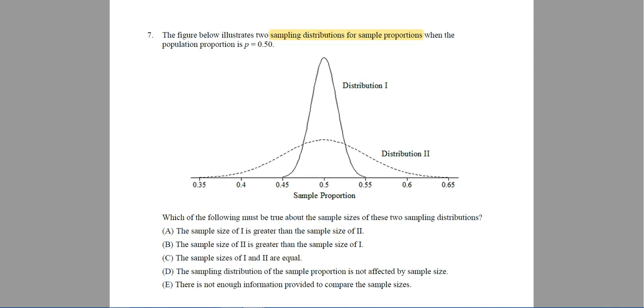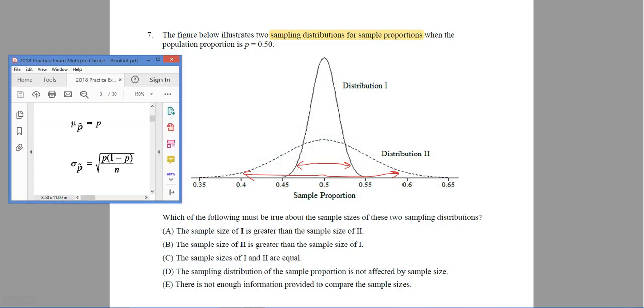Okay. And when I look at these two density curves, I notice that distribution 1 is very narrow, so it has very little spread, and distribution 2 is very wide, so it has a lot of spread. Okay. So that's a clue that we need to be looking at something related to perhaps the standard deviation, or the spread of the sampling distribution for sample proportions.